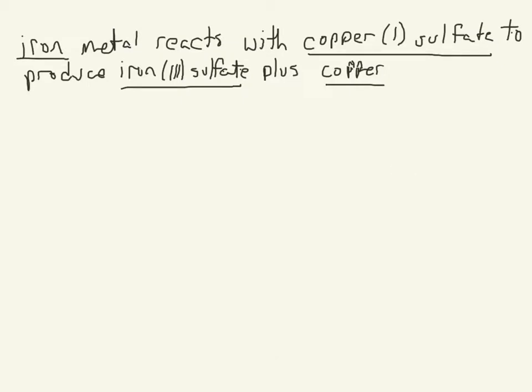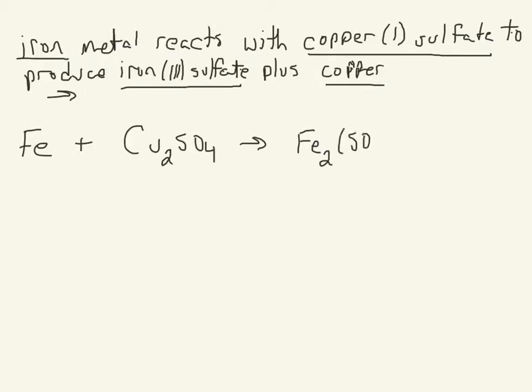And now what we need to do is write out our reaction. So we have iron, which is Fe, reacts with, so react meaning plus sign, copper 1 sulfate, so we talked about how that was Cu2SO4, to produce, so we have our reactants producing our products, so produce arrow sign, and iron 3 sulfate, and we already wrote that out, so it's Fe2 bracket SO4 close bracket 3, and copper, so plus copper.